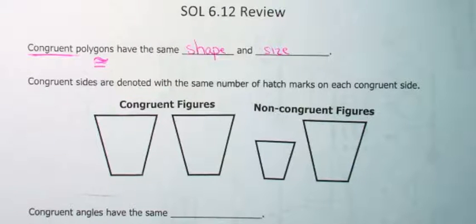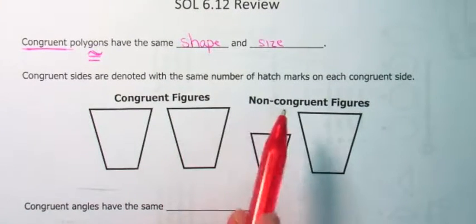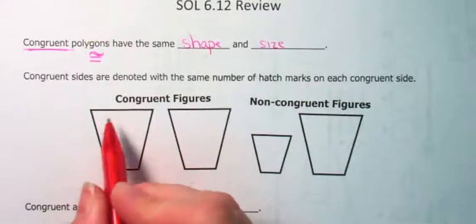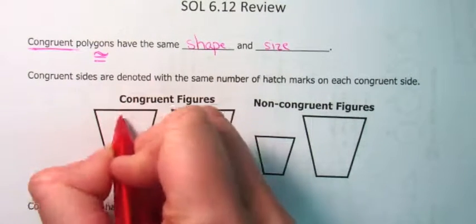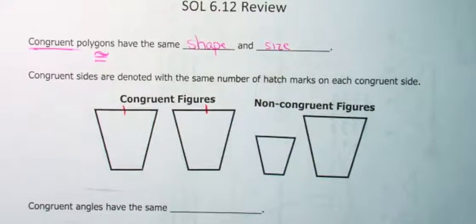Now, one of the things that goes with congruent is that congruent sides, we show they have the same number of hatch marks. So basically, if I want to show that these top two things are congruent, I can put one line on each of them to show that those two, since they have one line each, match up.